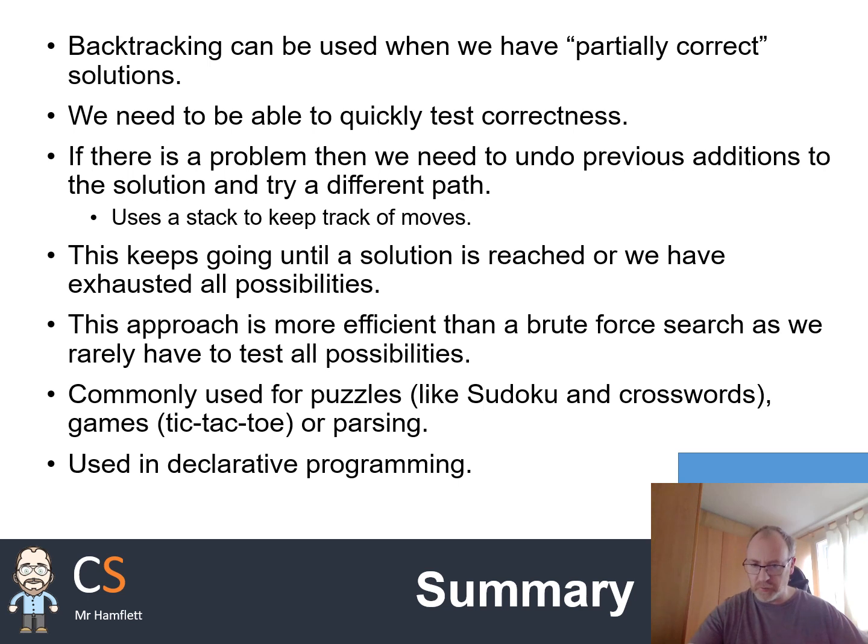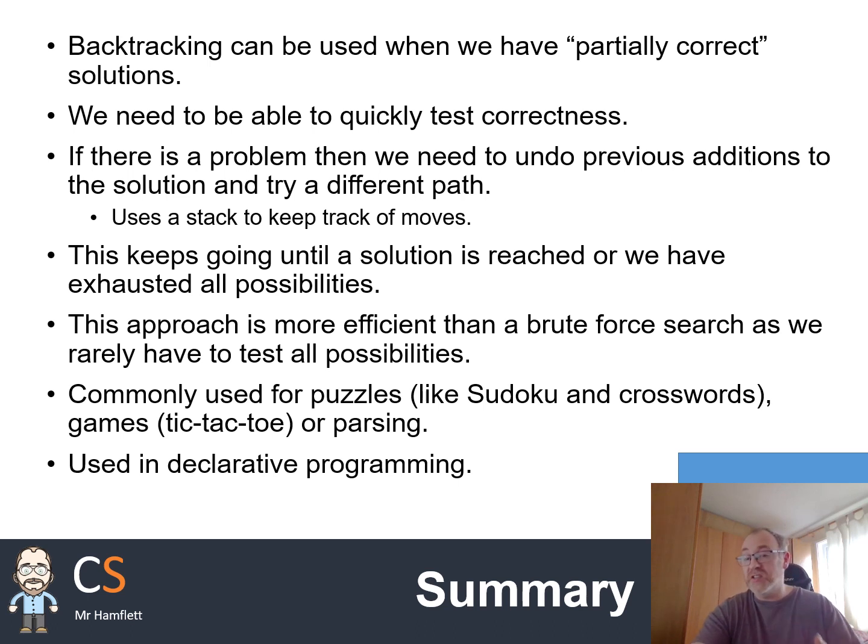So to summarize all of that, because there's quite a lot of detail there, backtracking can be used when we have a partially correct solution, where we can say, well, this is kind of right, this is kind of right, this is kind of right, and now it's fully right. That works very well for things like Sudoku, obviously the 8 queens problem, and there are others as well, and you will have a chance to research that in a moment.